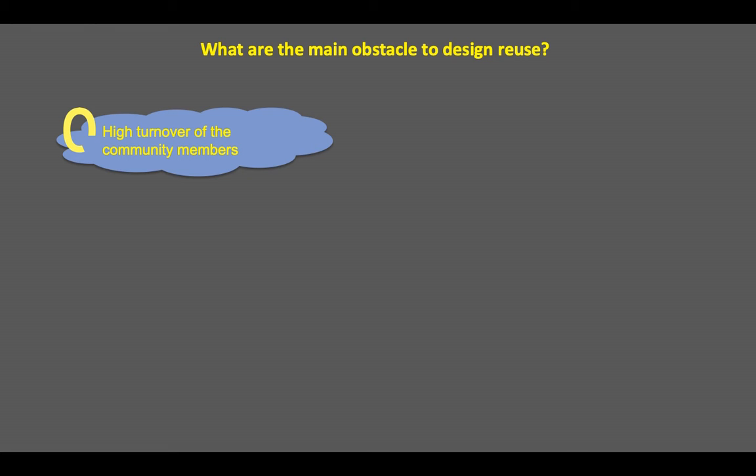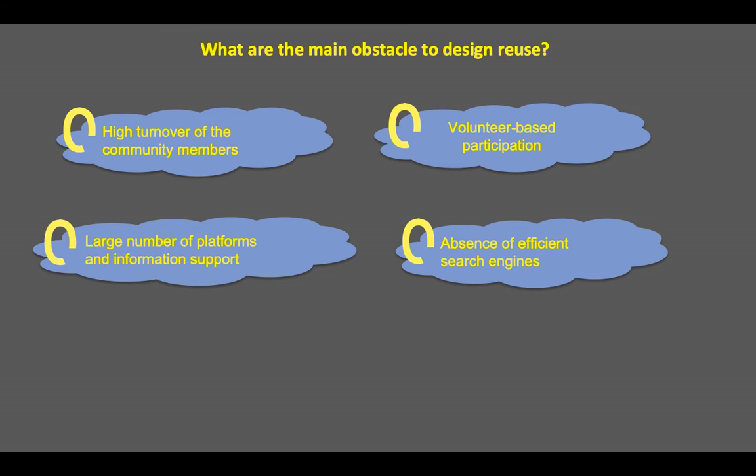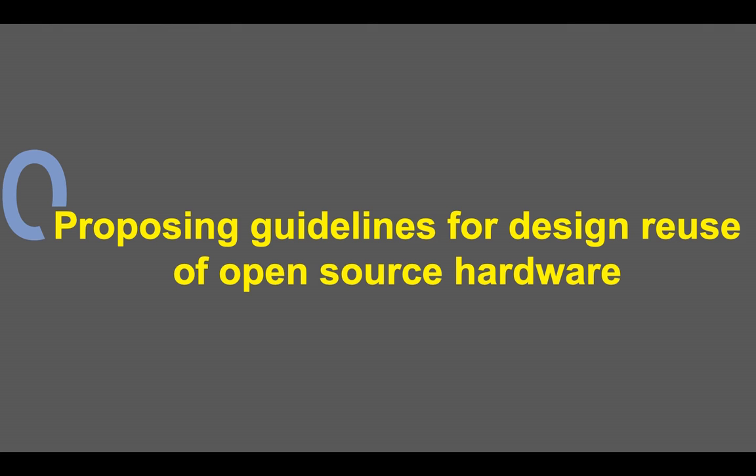These obstacles are high turnover of the community members, volunteer-based participation, large number of platforms and information support, absence of efficient search engines, absence of standards for representing design documentation. Between these obstacles, the last one is related to the information contents and structure.